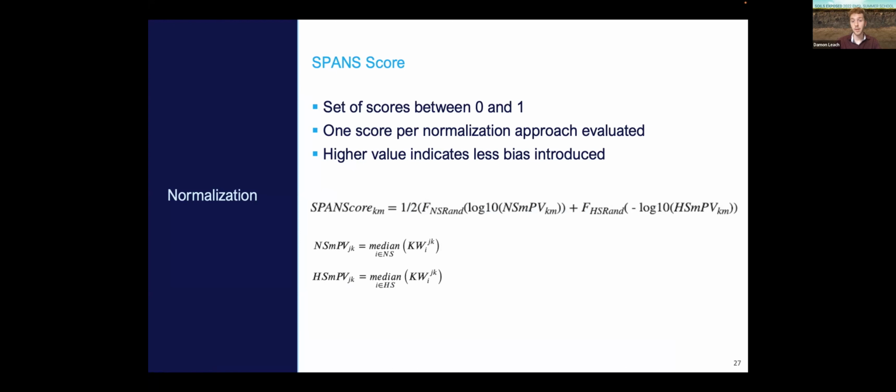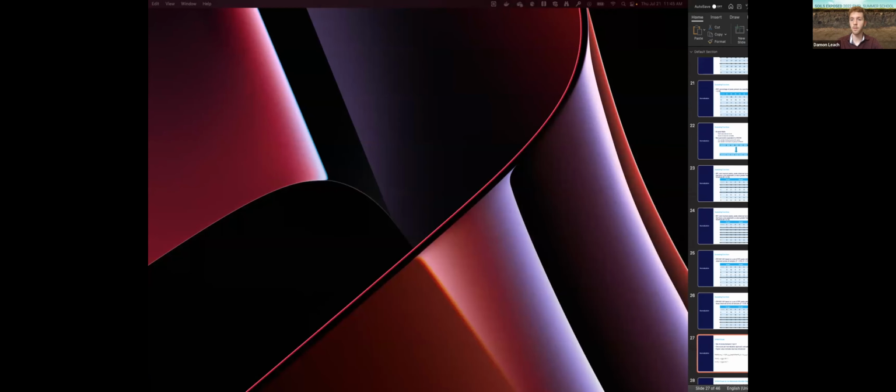So when we're looking at the actual equation, it's a little confusing, but it's essentially getting at that we're looking at a distribution of the baseline non-significant values as well as the distribution of the highly significant and taking the average between those two distributions. And that's how we're going to arrive at our SPAN score.